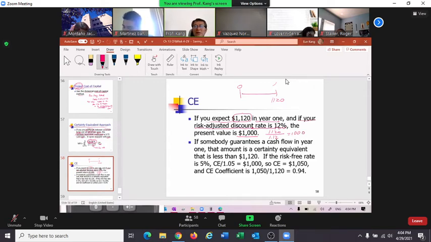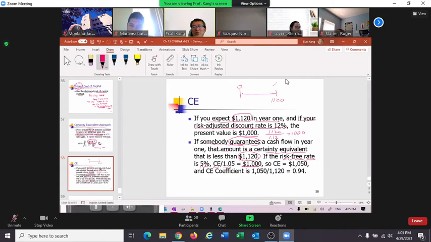Then if somebody guarantees that as a risk-free cash flow in year one, that amount is a certainty equivalent, right? And that should be less than 1120 because it's a risk-free cash flow. So if the risk-free rate is 5%, then what? Certainty equivalent divided by the risk-free rate is 1.05. So this is reversed order.